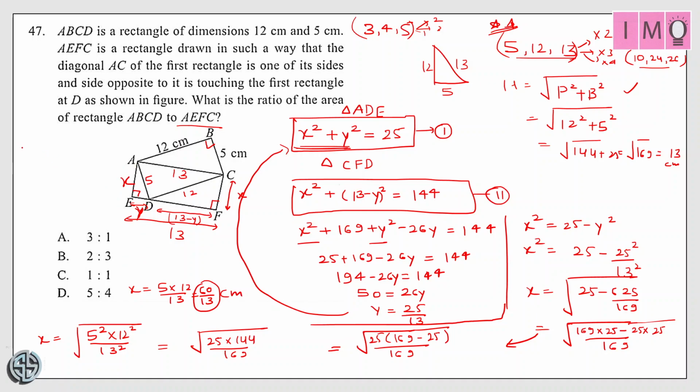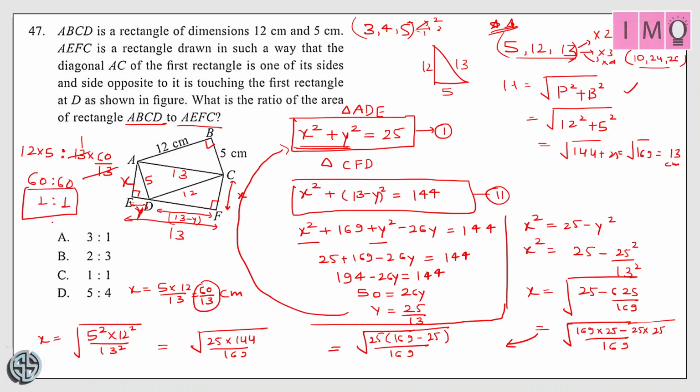So now for calculating, if you find the ratio of ABCD to AEFC, for ABCD you can simply write the area as 12 into 5, and then the ratio of triangle AEFC. In AEFC, you will see that AC is 13 and the breadth X, which we have just calculated, is 60 upon 13. So when you find the ratio, it is 60 and it is also 60, and the ratio will be 1 is to 1.